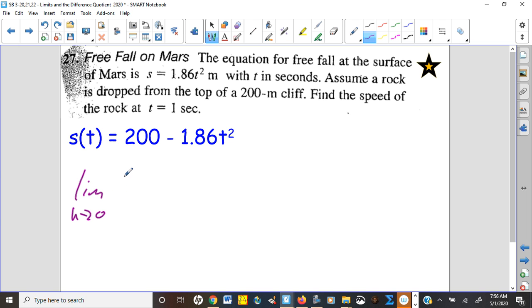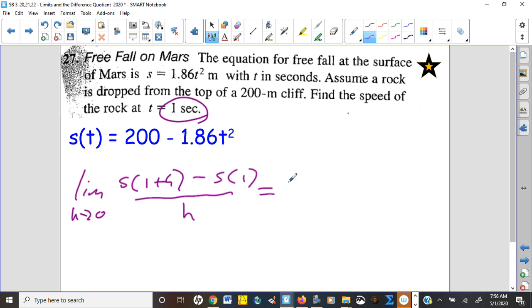So we're going to do, what do you want to call this, s of t, I guess. So s of 1 plus h, because 1 second is what they want to know the speed at, 1 second after this rock has been dropped, minus s of 1 all over h. So that's going to be 200 minus 1.86.